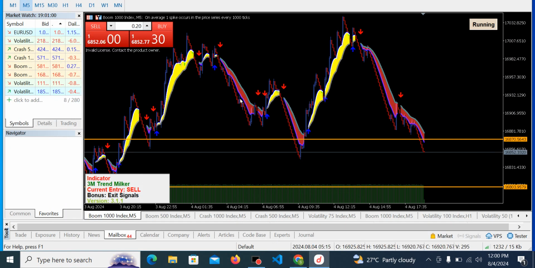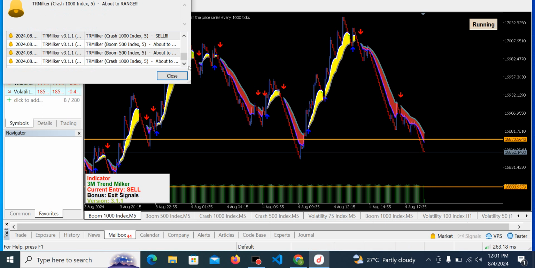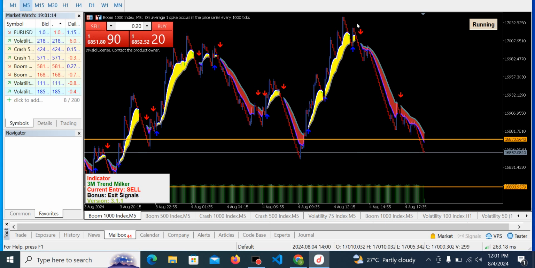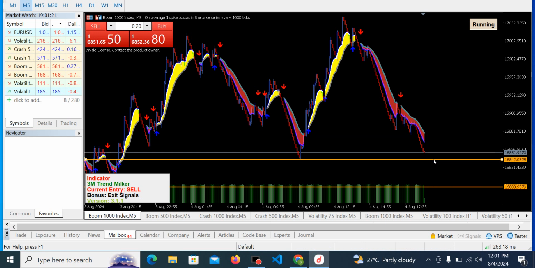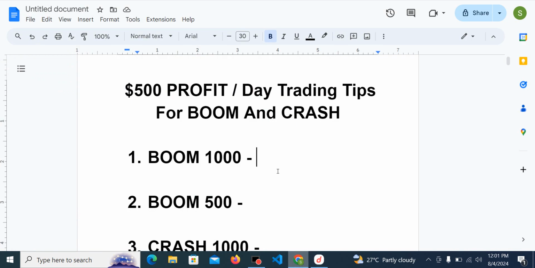This is Boom 1000. I'm on the 5-minute time frame using the 3M Trend Milker trading indicator. It started a downtrend from here, got to the support zone, went back up. You can see that. Right from here it started another downtrend. You can see the trend signal and the sell signal, so it started selling again. It is approaching the support zone. If it's unable to break out from there, it will go back up again, but if it breaks out below it, then it will come down here. However, this is still selling at the moment, so you should watch out for that.